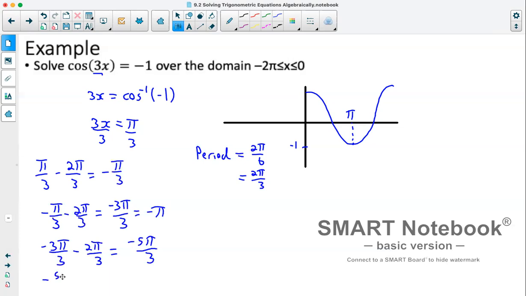We'll try one more. So -5 pi over 3 minus 2 pi over 3 gives us -7 pi over 3. Now -7 pi over 3 is less than -2 pi, so therefore this one's not an answer. So our answers are x is equal to -pi over 3, -pi, and -5 pi over 3.